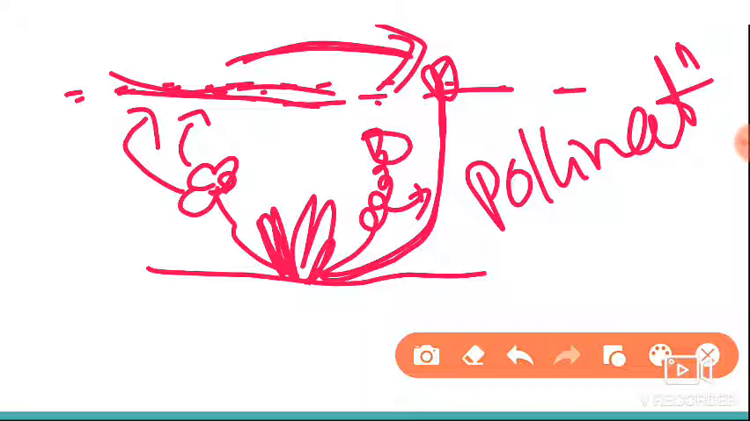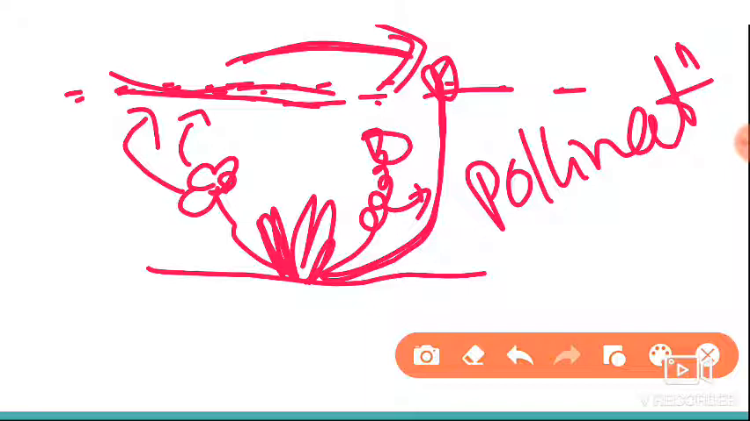Wherever the water current is present, or wherever the water is present, in that region they are usually present, because they require water for their reproduction. For that purpose, they are not distributed all over, they are restricted. Okay, they are completely restricted. And coming to the next one, this is about the pollination in case of Vallisneria.